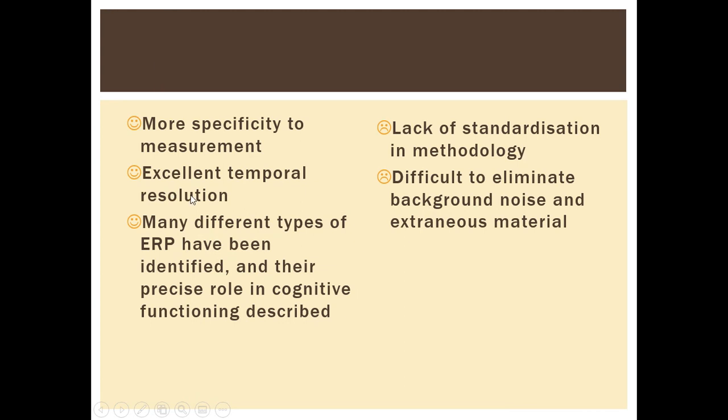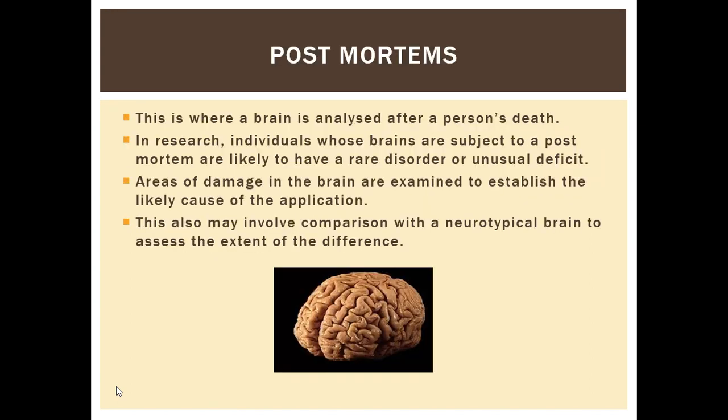ERPs are more specific than EEGs. They have excellent temporal resolution, and there's lots of research on them. However, they're difficult to measure, and there's some lack of standardization in methodology. So in an ideal world, an ERP is better than an EEG, but realistically, an EEG is used much more than an ERP. And again, this is just showing function, not structure. So fMRI is structure and function. EEG and ERP show function.